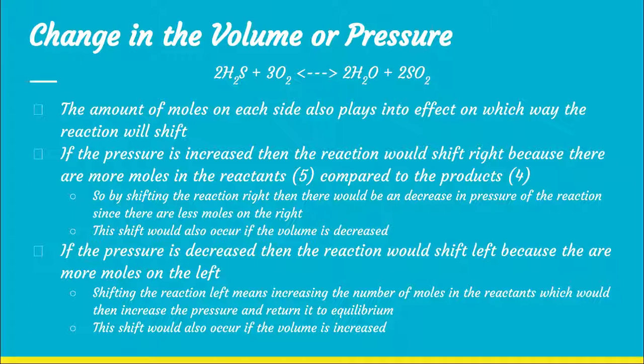So the shift would also occur if the volume is being decreased. If the pressure is decreased, then the reaction would shift left because there are more moles on the left. Shifting the reaction left means increasing the number of moles in the reactant, which would then increase the pressure and return to equilibrium. So the shift would also occur if the volume is being increased.